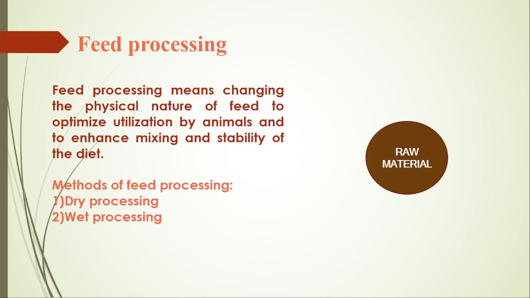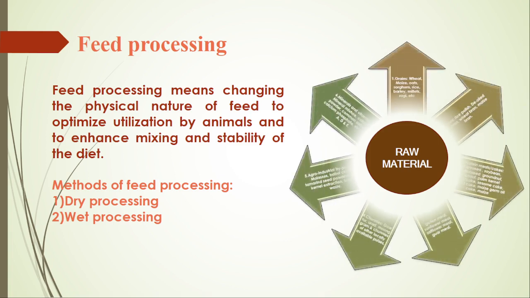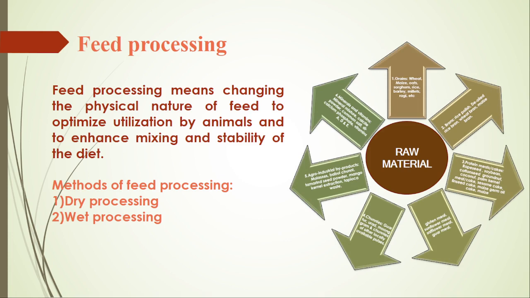For feed processing, the required raw materials are grains, and among grains: wheat, maize, oats, sorghum, rice, barley, and various other grains like millet and ragi. So these are the raw materials which are used for feed processing. Not only this, but also various kinds of brans, that means the hulled type of grains which have brans, like rice bran, de-oiled rice bran and wheat bran.